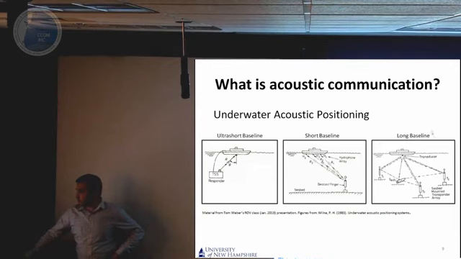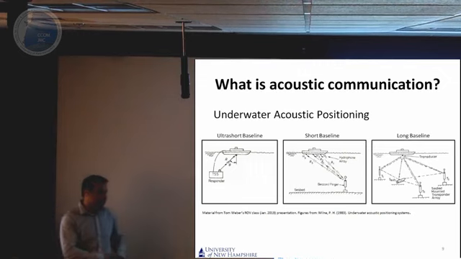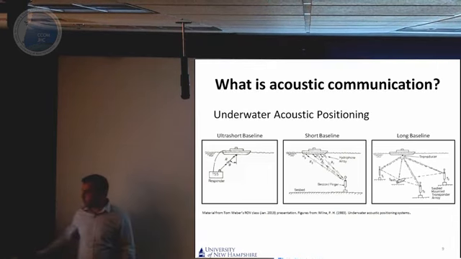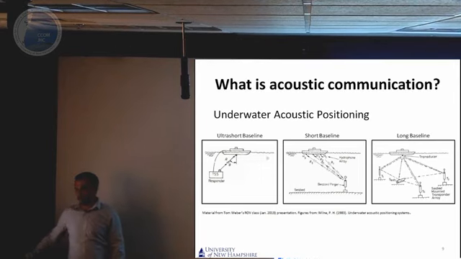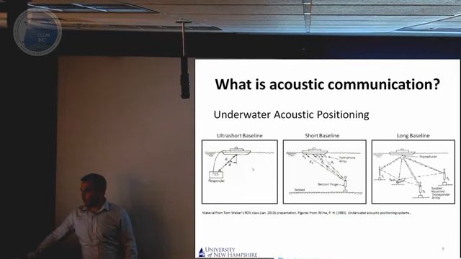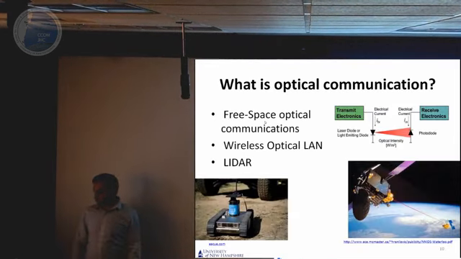The third one is the long baseline. In long baseline, there are transponder arrays on the seafloor, and they mount these arrays in such a way that they cover the areas where the ROVs or AUVs are supposed to operate. And then they are able to get their position information. So basically the bottom line is there has to be at least ultra short baseline in terms of detecting the ROV positions and communicating. So let's look at optical communication systems.